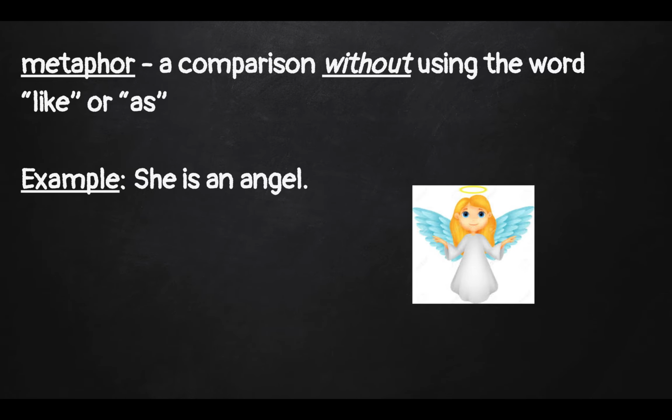Whereas a metaphor is still a comparison, but without using the word like or as. She is an angel. If we wanted to make this metaphor into a simile, we would just have to include like or as. You know, she is as lovely as an angel. She is as gentle as an angel. She is like an angel. That would be a simile. Okay, but here, she is an angel. That's a metaphor. Typically a little bit stronger, a little bit more impact when you take out like or as.